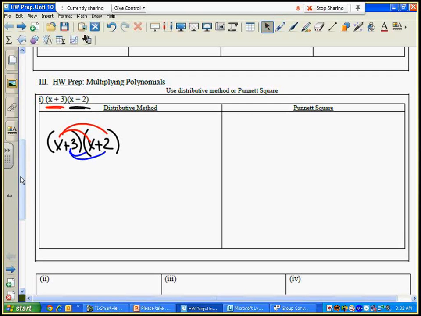Here you have x times x. This is the red one. That's x squared. Then you have x times 2. Well, that's just 2x. That takes care of the red. Now let's distribute the 3. 3 times x is 3x. And then lastly, 3 times 2 is 6. If any of you guys have ever done FOIL before, that's what we just have done. If you don't know what I'm talking about, don't worry about it. This is called the distributive method.